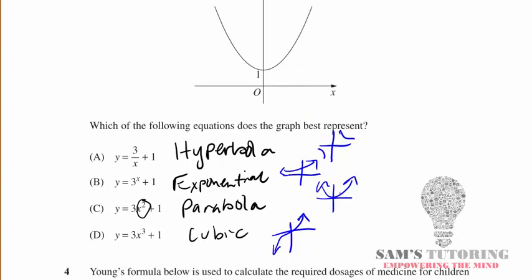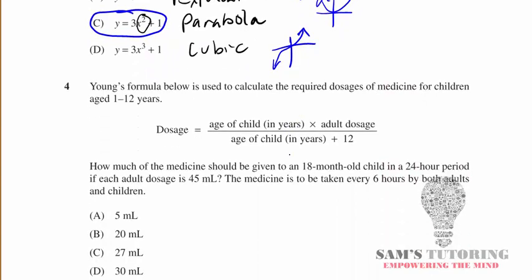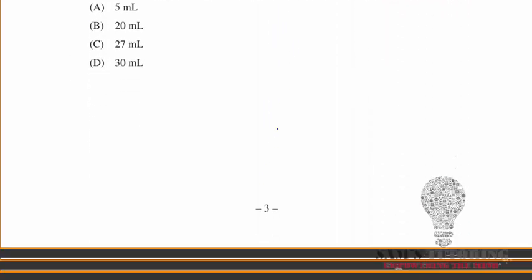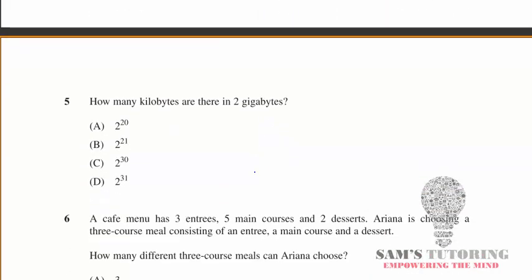It is a parabola. So it's got nothing to do with the 3, it's got nothing to do with the plus 1. You're only meant to look at your x. If it's on x, hyperbola. Power of x, exponential. Looks like that. Parabola looks like that. And then a cubic looks like that. Okay? Let's do this one.